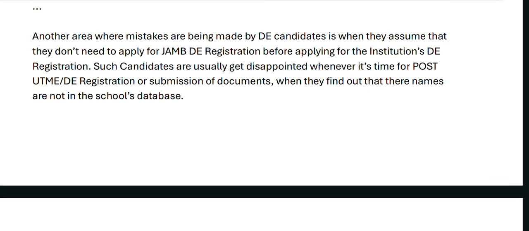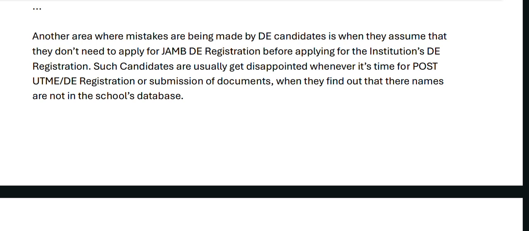Another area where they used to make mistakes is when they assume that they don't need to register for JAMB DE registration, but they will just be looking for a UI DE form anywhere. If you're in that category, you are thinking that, let me just wait for UI to announce the DE form and I'm going to apply. There's nothing like that. There's no separate DE form. UI will not admit anyone without going through JAMB. So you're applying for UI admission through that entry. Just make sure you register for JAMB direct entry first.